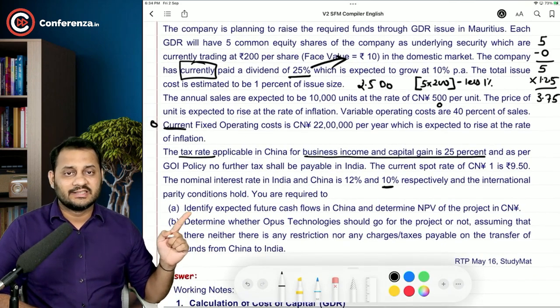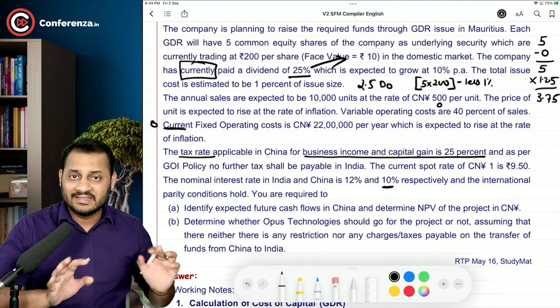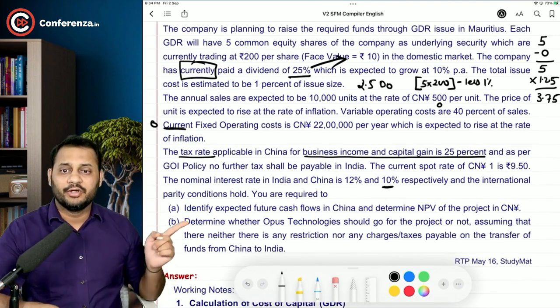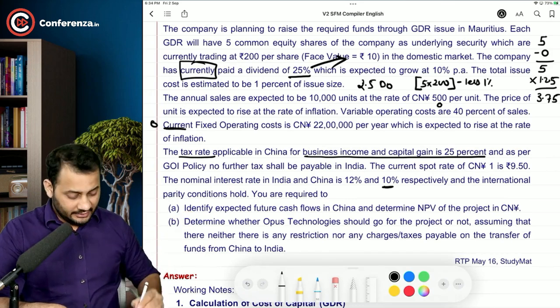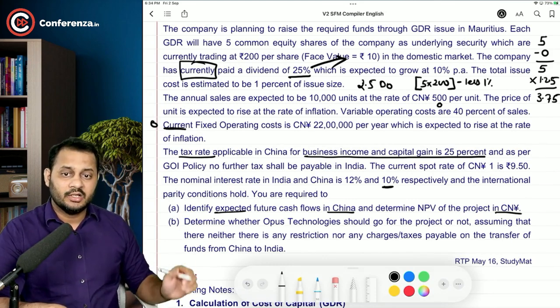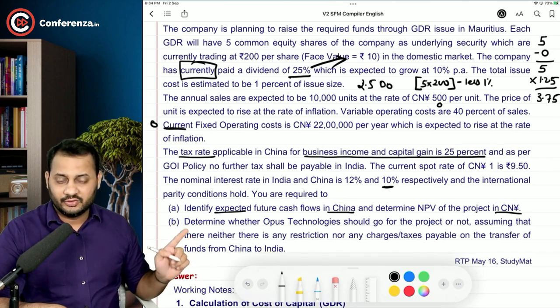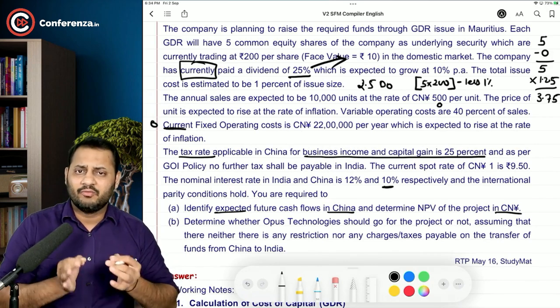So this is very simple. The first part, you do not have to convert anything in other currency. No exchange rate is required in this case, because you have to calculate the future cash flows in China and NPV in Chinese yuan itself. Second part is a little different. So let's first find out the answer to the first part. NPV, we have to calculate NPV.